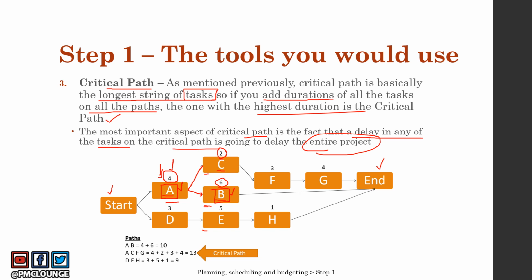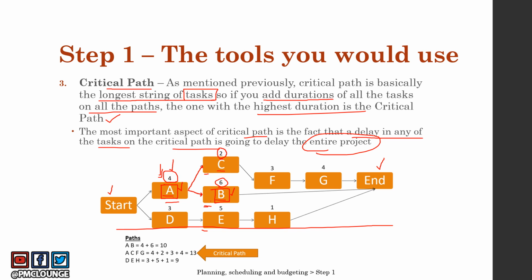That means B and C are parallel tasks, but A and B are dependent tasks. B is dependent on A. So that's how a diagram is basically drawn. This is the logic diagram, of course, and how you find the critical path is you add the duration of all the paths.